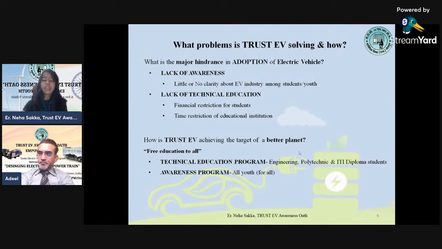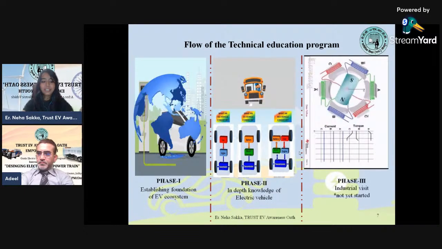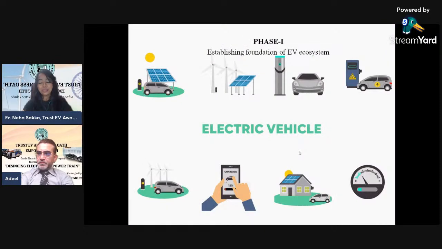Then we take up the technical youth of our country, who belong to technology and technical departments or any sort of technical mindset that links them to engineering, and we teach them the whole electric vehicle technology as it is. They are taught in three phases majorly: phase one, phase two, and phase three. Phase one is all about the ecosystem of the electric vehicle.